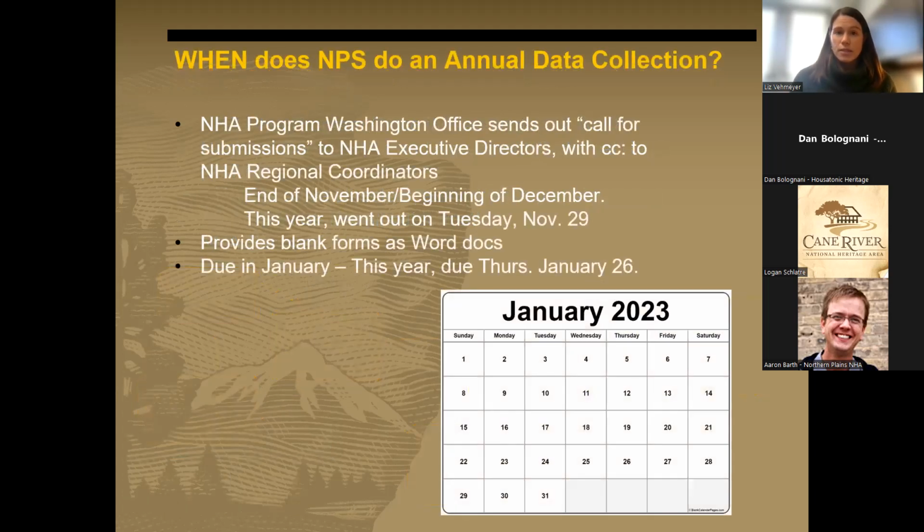And when do we collect this? The Washington office puts out the call for submissions typically at the end of November, beginning of December. This year it went out on Tuesday, November 29th. I provided blank forms as Word documents that are fillable for you. And then they're due every January, towards the end of January, and this year they're due on Thursday, January 26th.